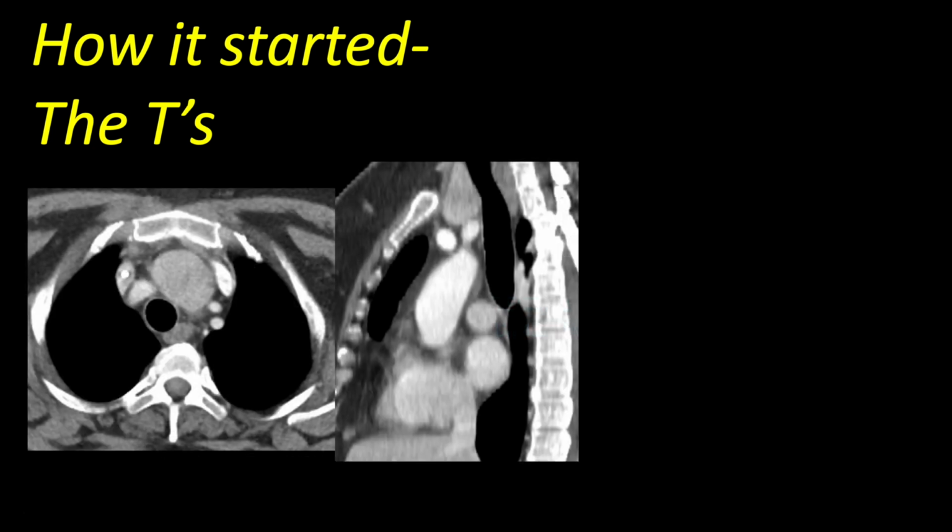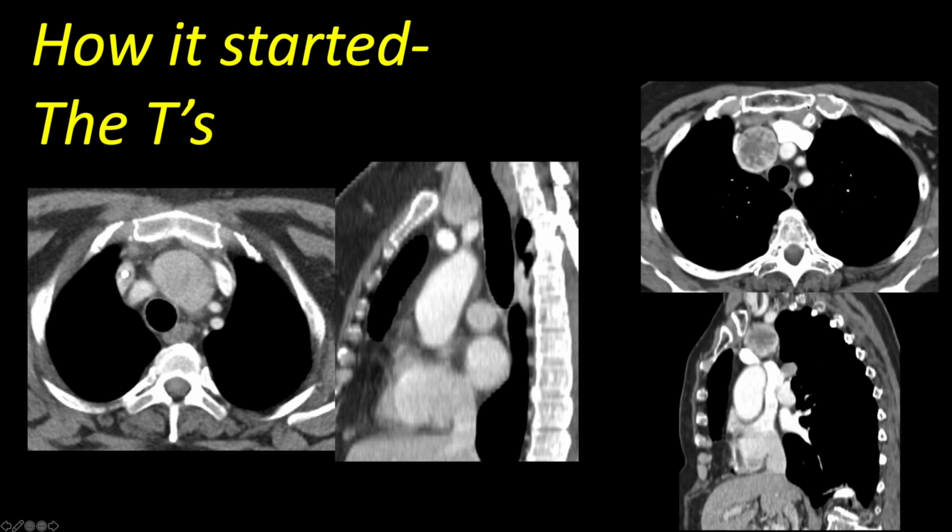The fourth T is one I actually don't like. This one shown here, it's a lesion in the mediastinum that we could connect up to the thyroid, so it's a goiter. Some goiters, like the one on the right, don't actually connect to the thyroid, and you just have to be able to identify what a thyroid outside of the thyroid looks like.